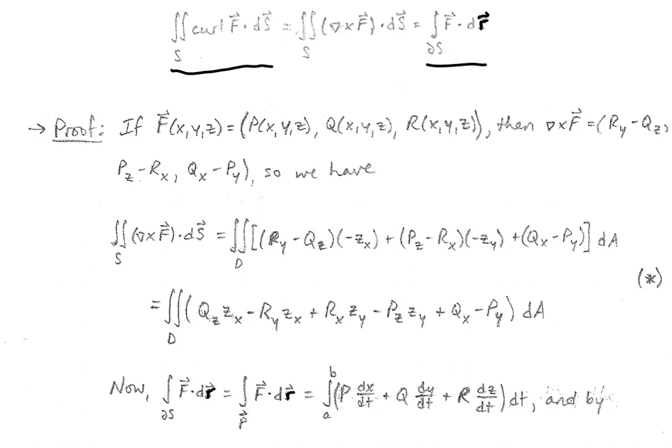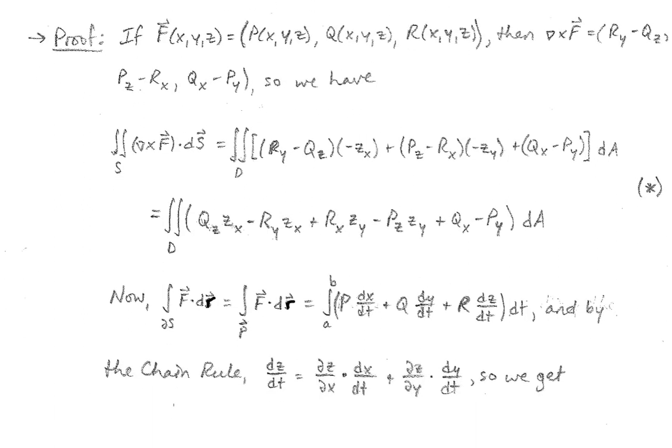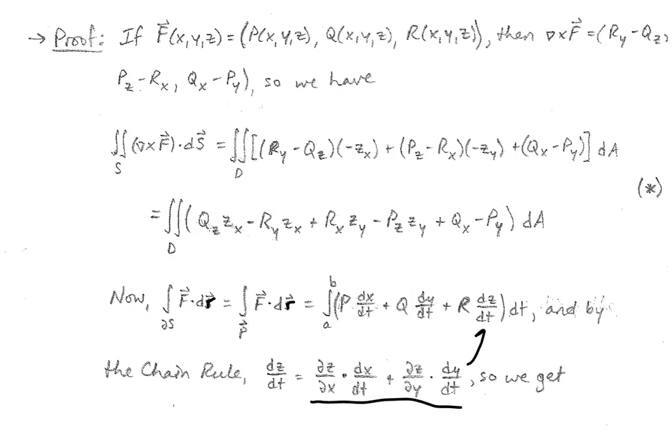By the chain rule that we talked about earlier on in the course, dz over dt is equal to the partial of z with respect to x times the derivative of x with respect to t, plus the partial of z with respect to y times the derivative of y with respect to t. So what I'm going to do is take this whole thing right here, and substitute that in for dz over dt in the line above.